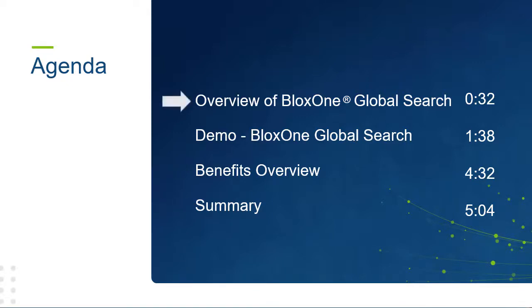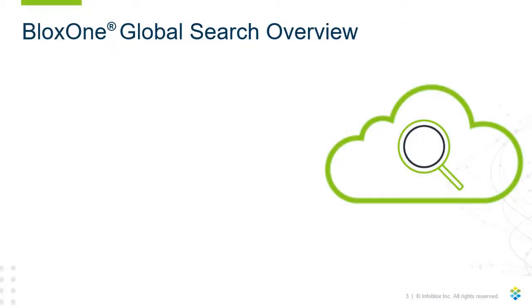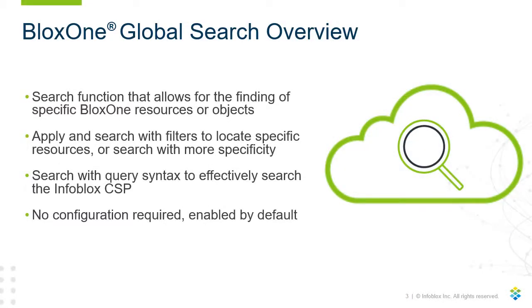Now let's take a quick look at an overview of the BloxOne global search feature. BloxOne's global search enables administrators the ability to look up specific resources or objects via a search bar in the Infoblox CSP. Administrators can search with filters and syntax in order to effectively search their BloxOne resources. This feature is enabled by default and requires no configuration.